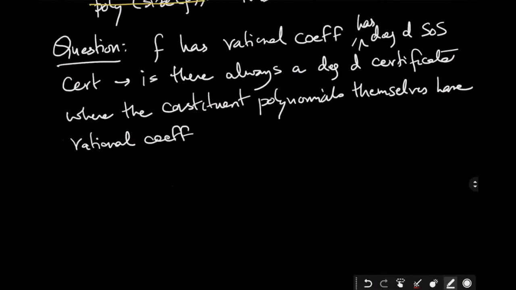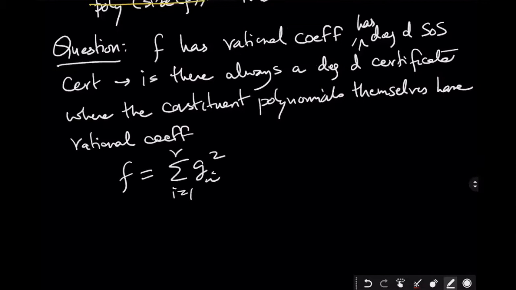Because I found that I was also a little bit confused when I was trying to write notes about this. So, what we are saying is, f itself has rational coefficients. And we are promised that f has a representation like this, right? As some sum of squares of degree at most d over 2 polynomials. And the question I'm asking is, can we assume somehow that these g_i themselves have rational coefficients? And this is not clear at all.